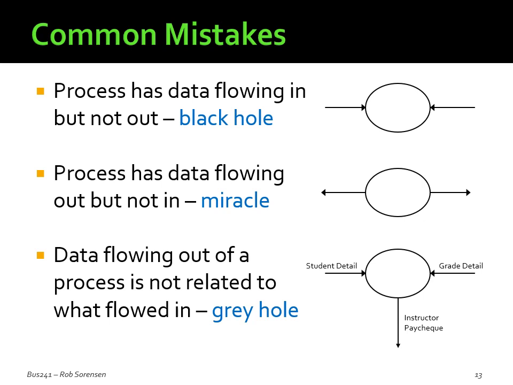One common mistake is something called a black hole. It's where we have a process and data is coming in, but nothing goes out. So we have a process where it's taking all kinds of data, but doesn't do anything for us. Well, what's the purpose of that? That's just a black hole. It's sucking everything in, not giving us anything back. No need to have that on there.